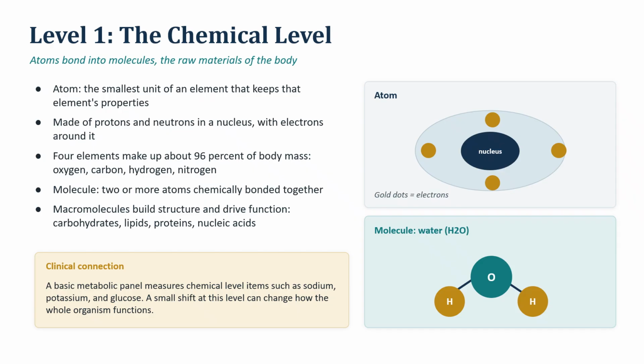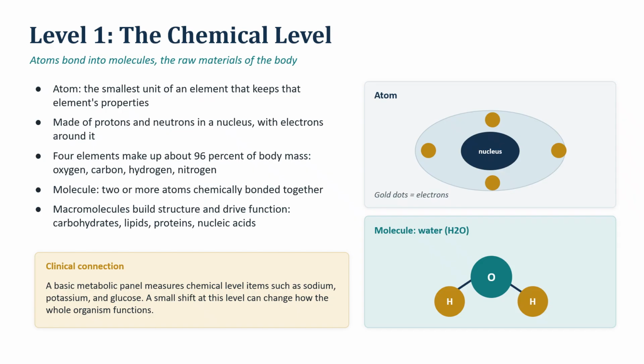Now, here's a fact worth memorizing because it shows up a lot on exams. Just 4 elements account for roughly 96% of your body mass: oxygen, carbon, hydrogen, and nitrogen. A common mnemonic is the word CHON, C-H-O-N. The remaining few percent includes calcium, phosphorus, potassium, sodium, and other trace elements, and even though they are small in quantity, they are enormous in importance.